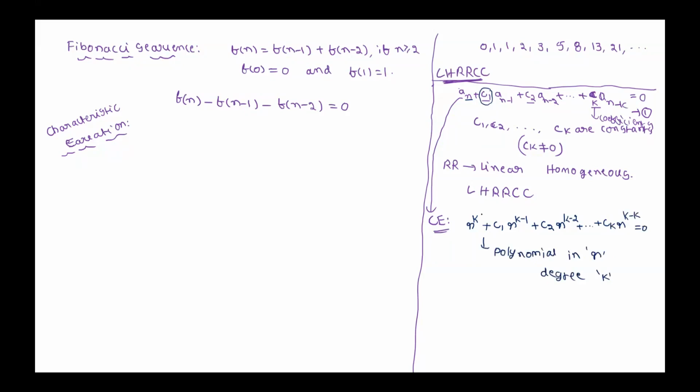Why this k? Because here an is represented in terms of k of its previous terms. Not only that, the smallest term here is n minus k. Hence the gap between them is k. That's why r power k. Is it clear? Anyhow, even if it is not clear, we will apply it again in the example so that it will be more clear. The polynomial in r has degree k.